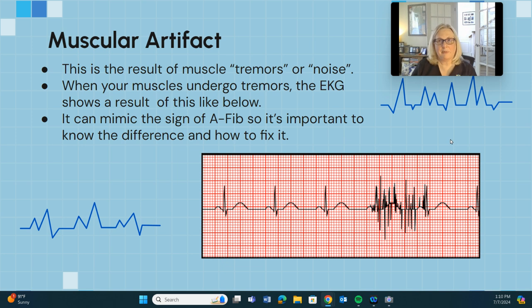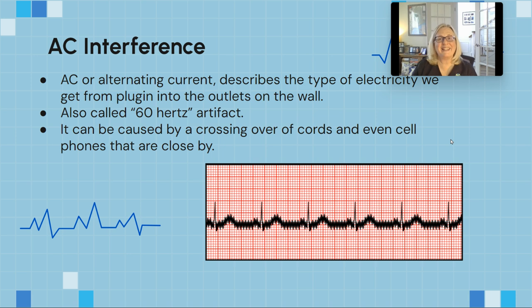Okay, second type. This is called AC interference. AC, like alternating current, which means when you plug anything into the wall, you're getting AC current. Okay, so it's also called 60 hertz, and it's usually caused by when you have all those EKG wires and they're all crisscrossed and tangled. That's one of the most common things that causes it. Cell phones that are close by, if they happen to have a cell phone in their pocket right next to where the wires are located, that can cause this.